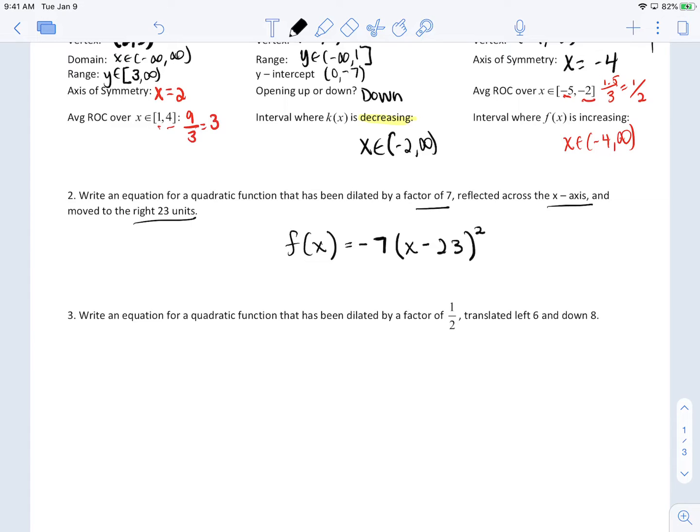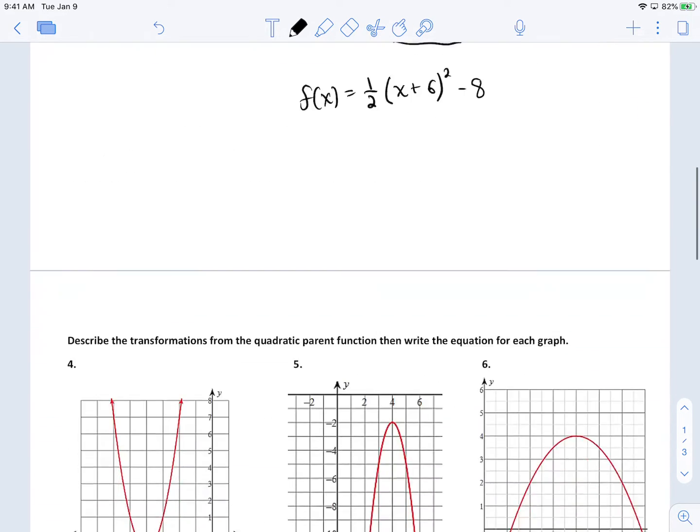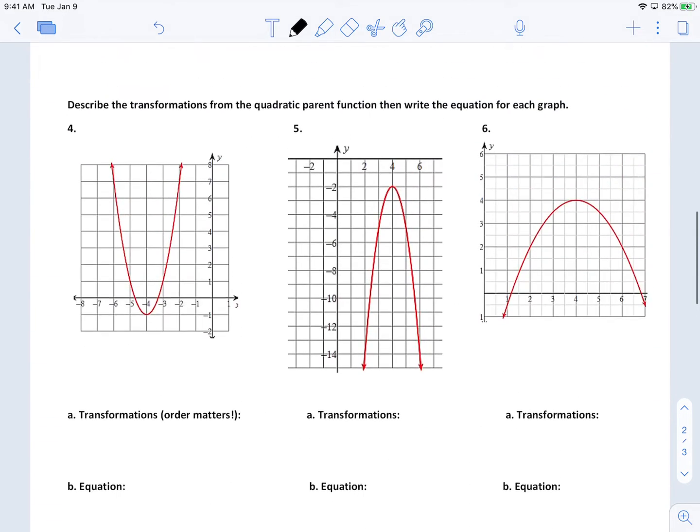Okay, write an equation for a quadratic function that has been dilated by a factor of 1/2. So that, again, that dilation's that first number that we're drawing right here. Left 6, so left is plus, right? It's the opposite of what you'd think. Down 8. All right, then describe the transformations from the quadratic.